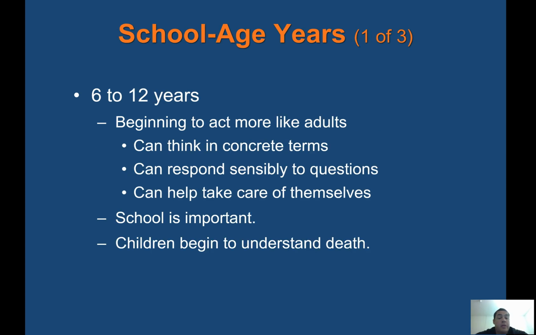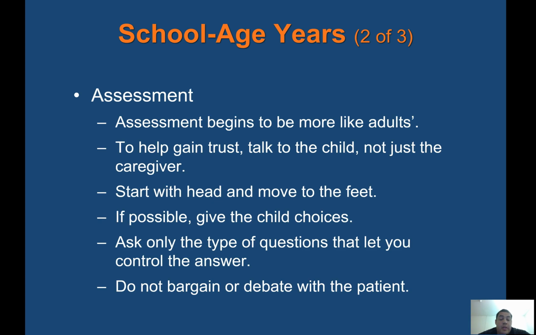School age years, 6 to 12 years, beginning to act more like adults, can think in concrete terms, can respond sensibly to questions, can help take care of themselves. School is important. Children begin to understand death. Assessment begins to be more like adults. To help gain trust, talk to the child, not just the caregiver. Start with the head and move to the feet.